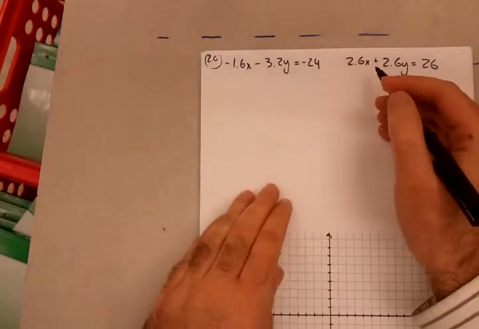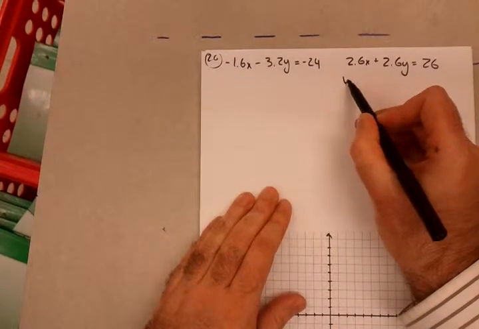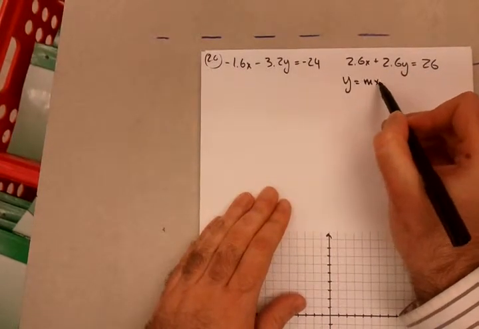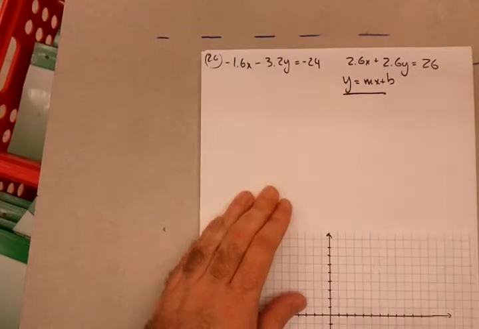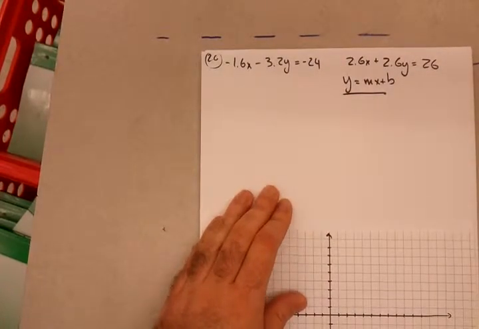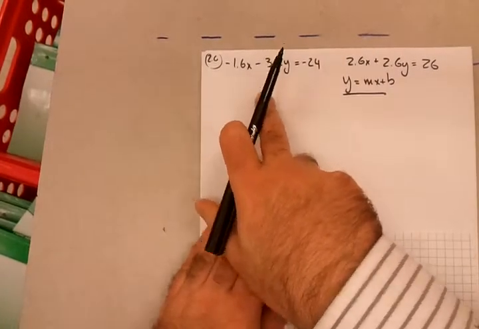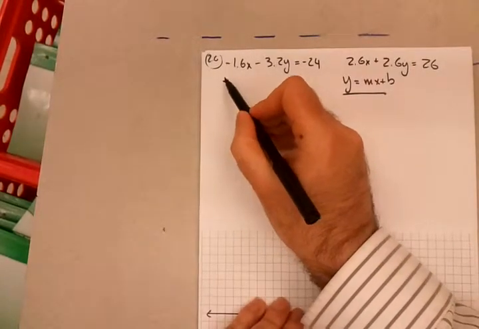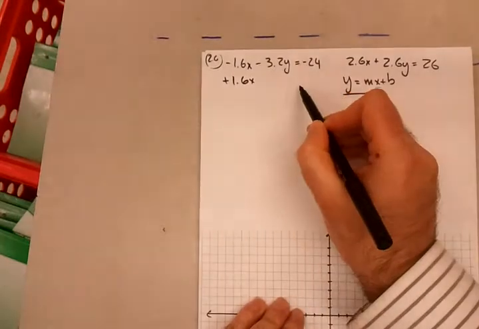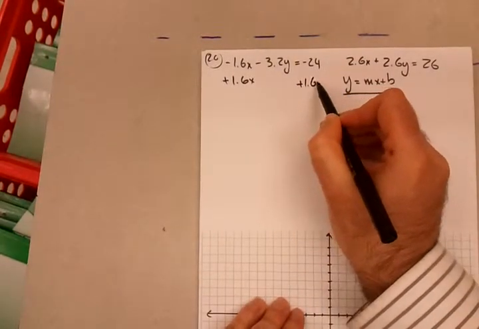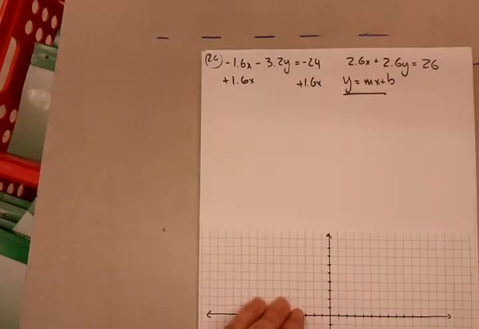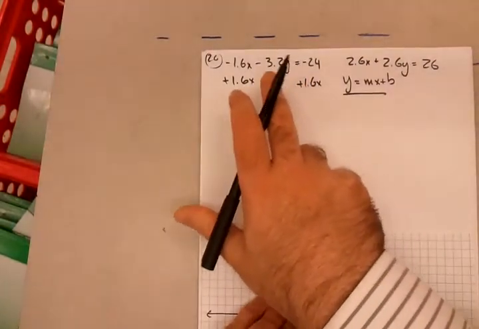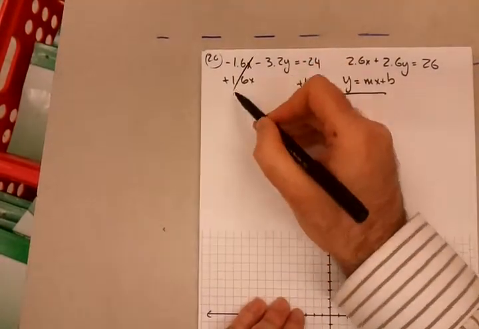And to do this, we need to get them both into the slope-intercept form, which is y equals mx plus b. So I need to make this equation look like this one, so I need to isolate y. No problem. I'm going to add 1.6x to both sides first to get rid of that negative 1.6x, because we're getting rid of everything but the y. That's gone.